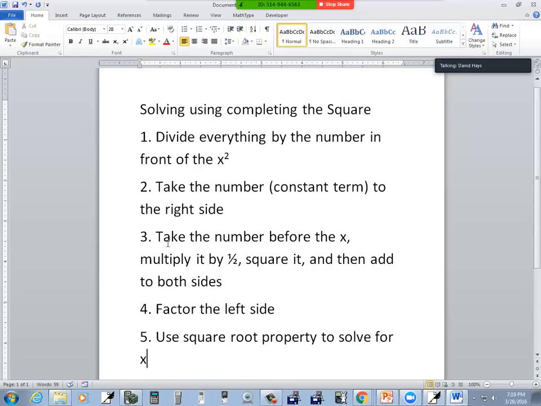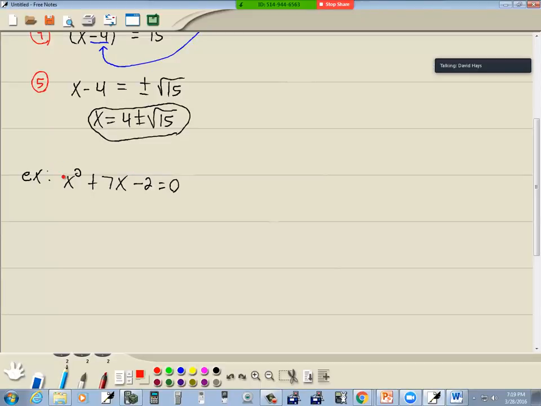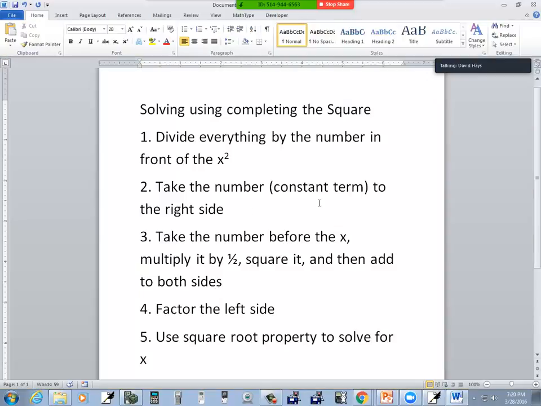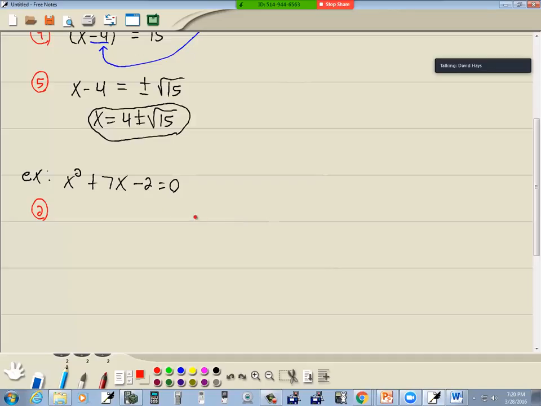Okay. First step. Divide everything by the number in front of the x squared. There's no number in front of our x squared. Step 2. Take the number of the constant term to the right side. So I'll take the negative 2 and move it over. So we've got x squared plus 7x is equal to 2.